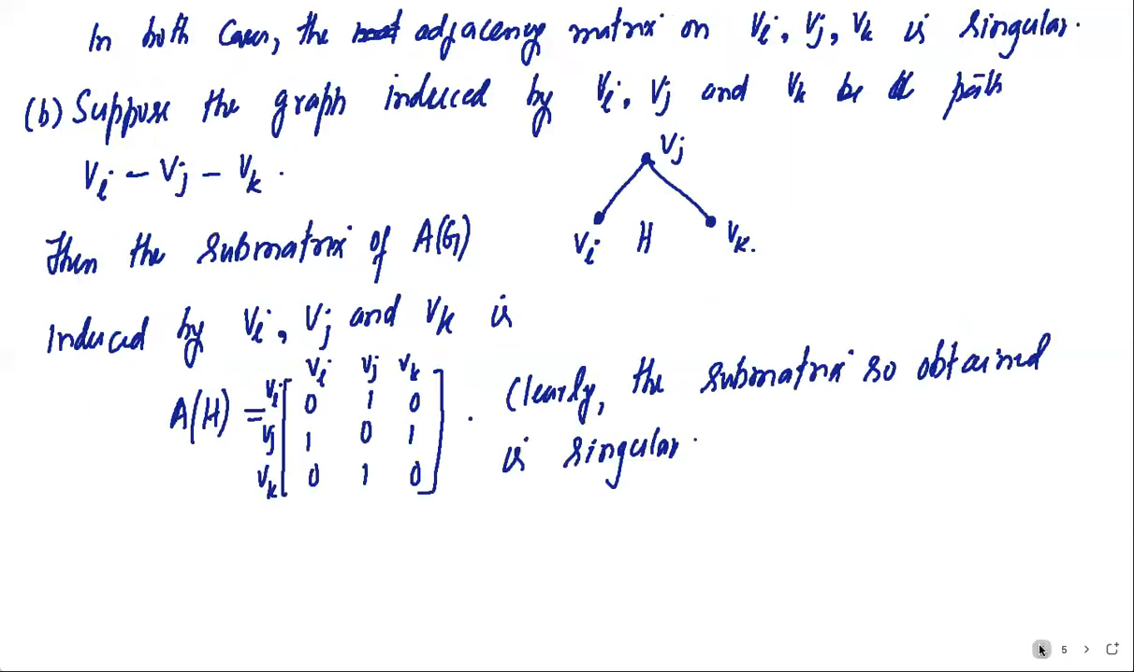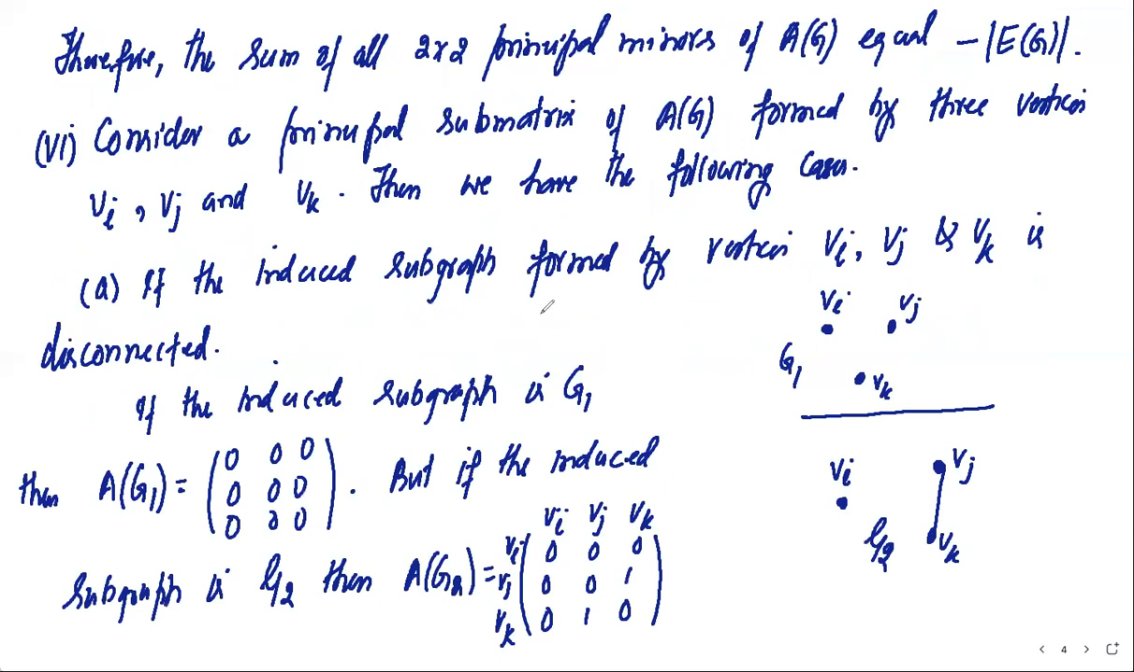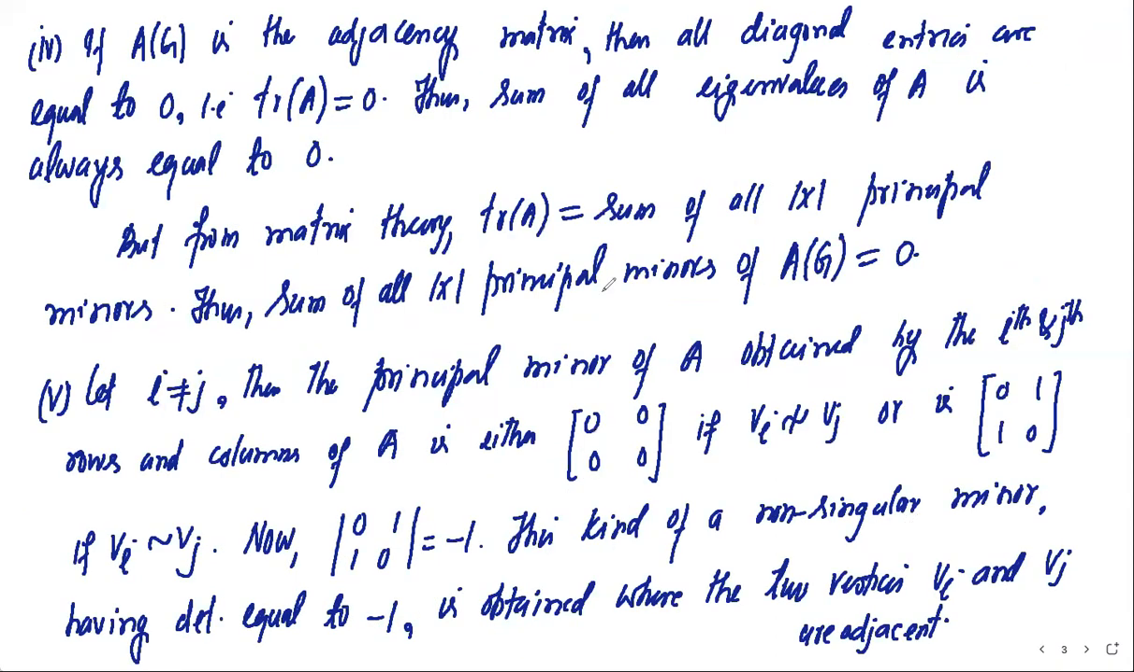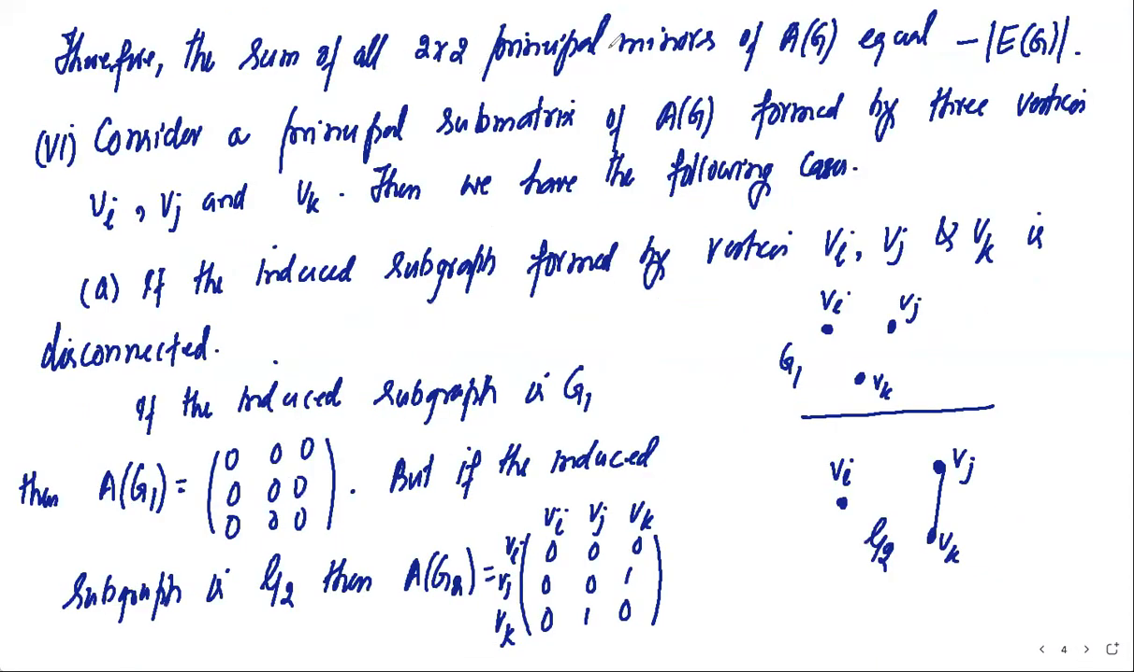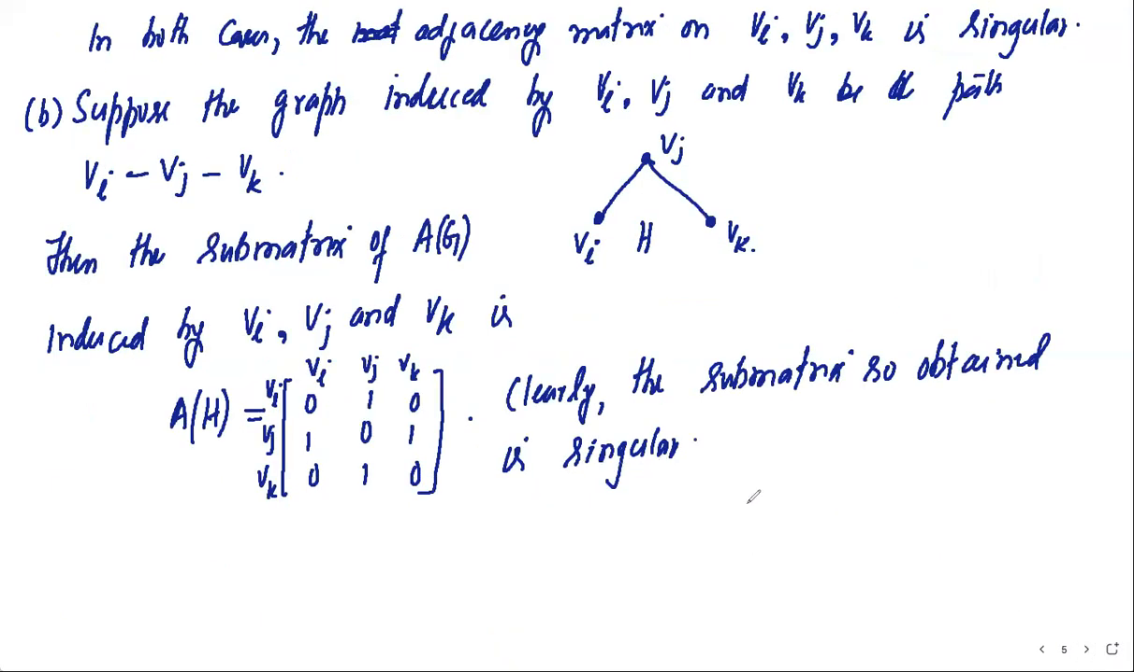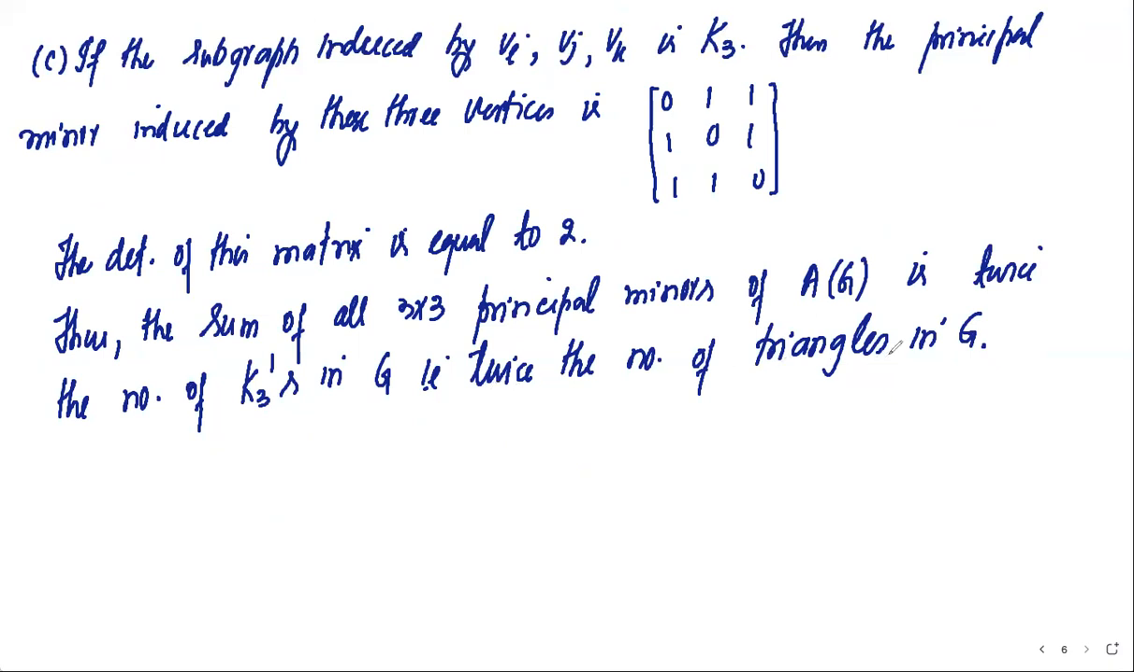So what we have observed: first, the trace of the adjacency matrix is equal to 0, so the sum of all 1x1 principal minors is equal to 0. The sum of all 2x2 principal minors is minus the number of edges. And the sum of all 3x3 principal minors is equal to twice the number of triangles in G. So let's conclude this in one statement. The conclusion is a kind of result, so let's call it a lemma.